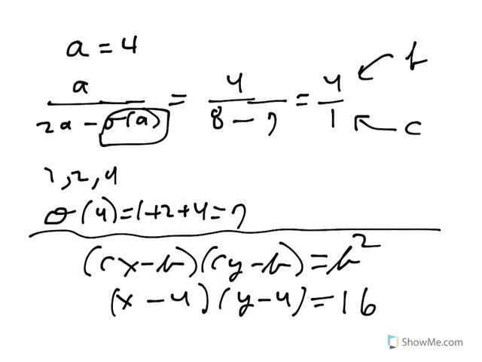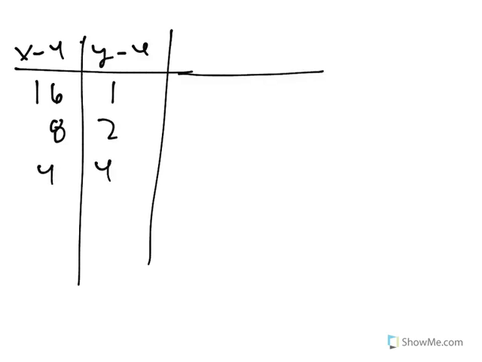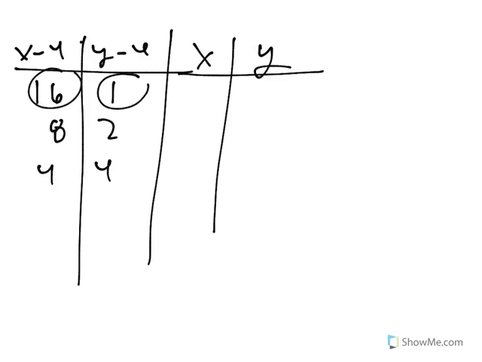Now we're going to make a chart, because 16 is the product of two things. So I'm going to make a chart of what x minus 4 and y minus 4 could be, so that the product's 16. Well, there's not that many ways to make 16. There's 16 and 1, there's 8 and 2, and there's 4 and 4. The next two columns are just x and y. Those are just these two numbers with 4, in this case, added to them. So 20 and 5. This one is 12 and 6. This one's 8 and 8.